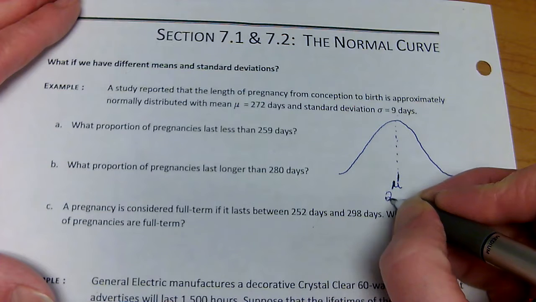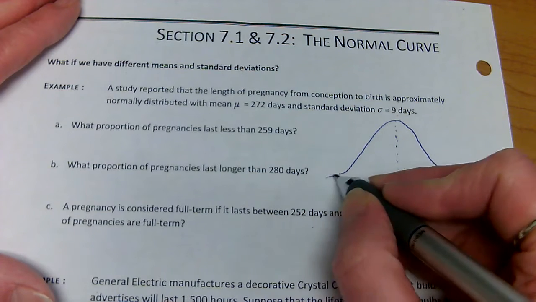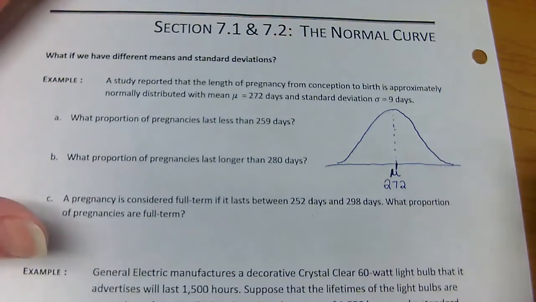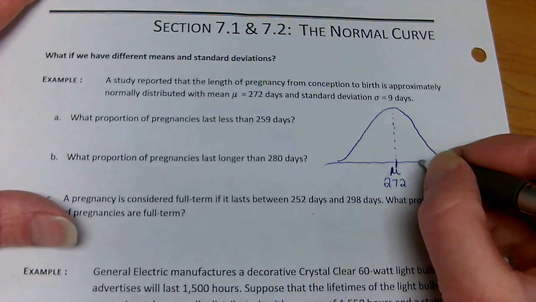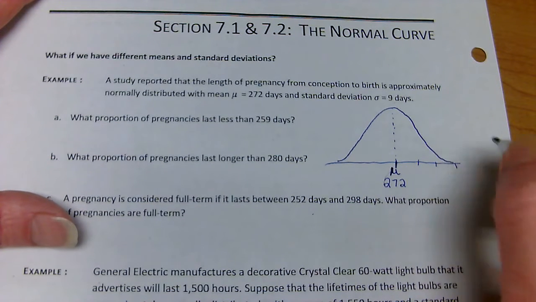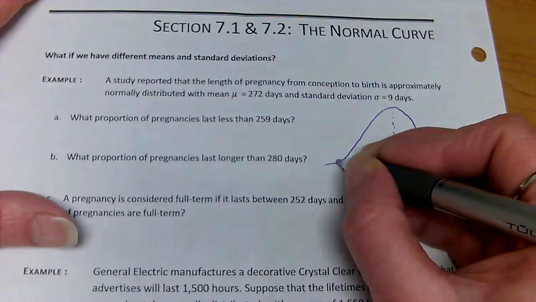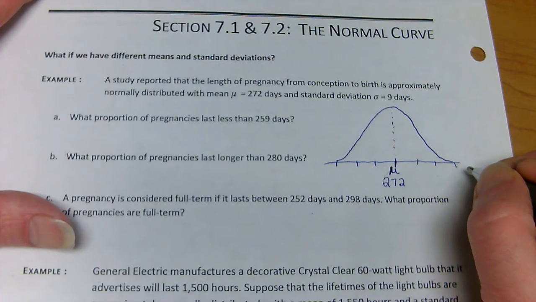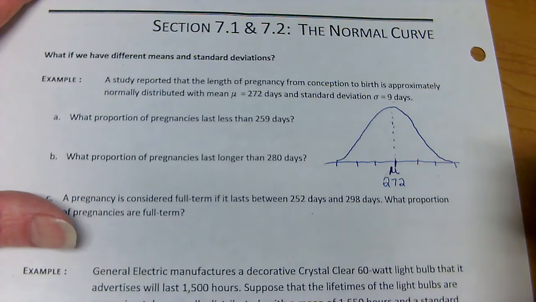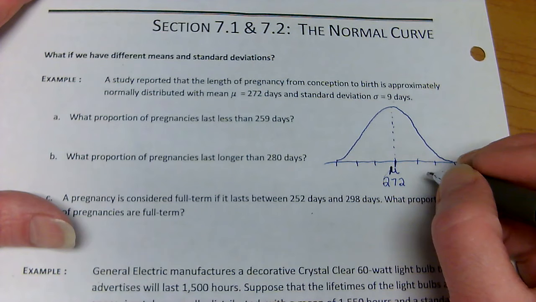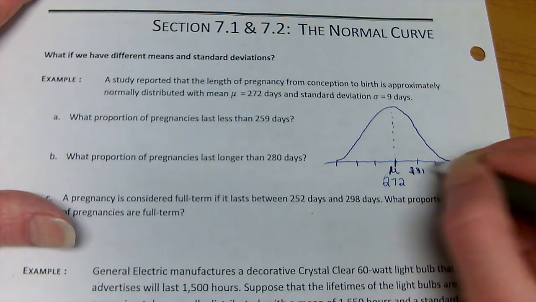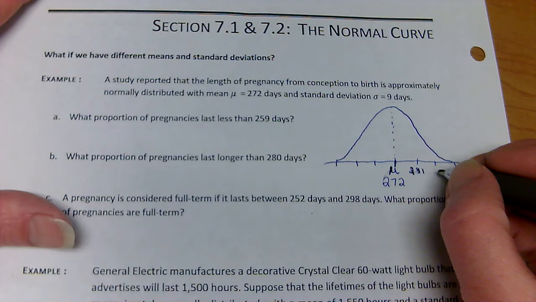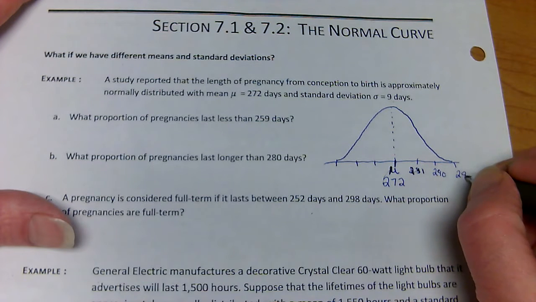That's 272 days. Now, we normally count out 3 standard deviations each way when we draw our curve. 1, 2, 3, 1, 2, 3. I'm adding my standard deviation going this way and subtracting it going that way. So 272 plus 9 would give me 281. Sorry about that smear. Then add 9, I get 290. Add 9, 299.